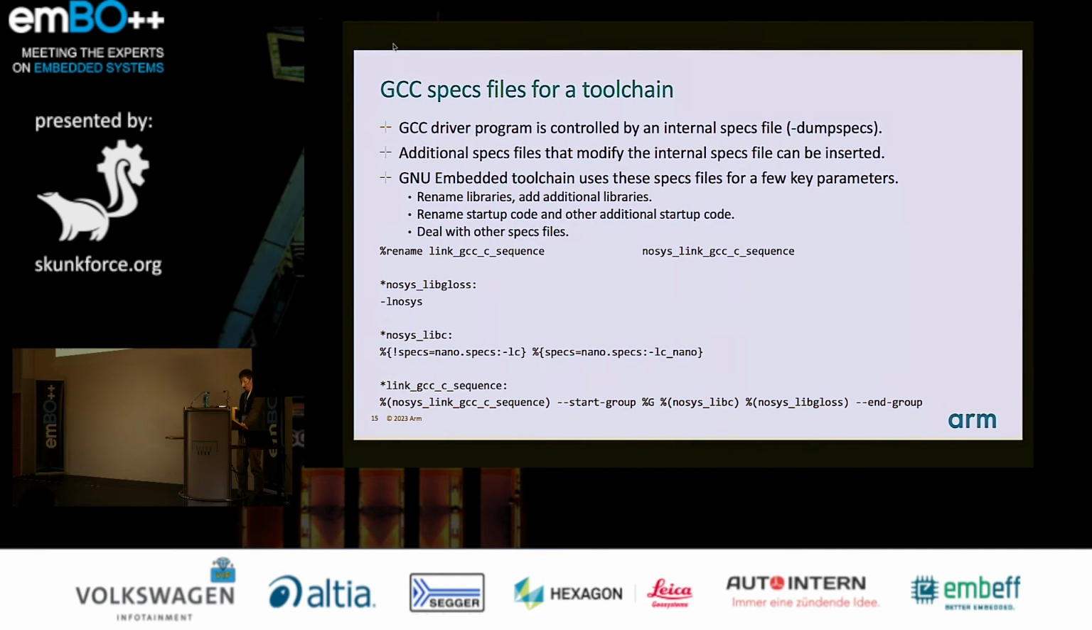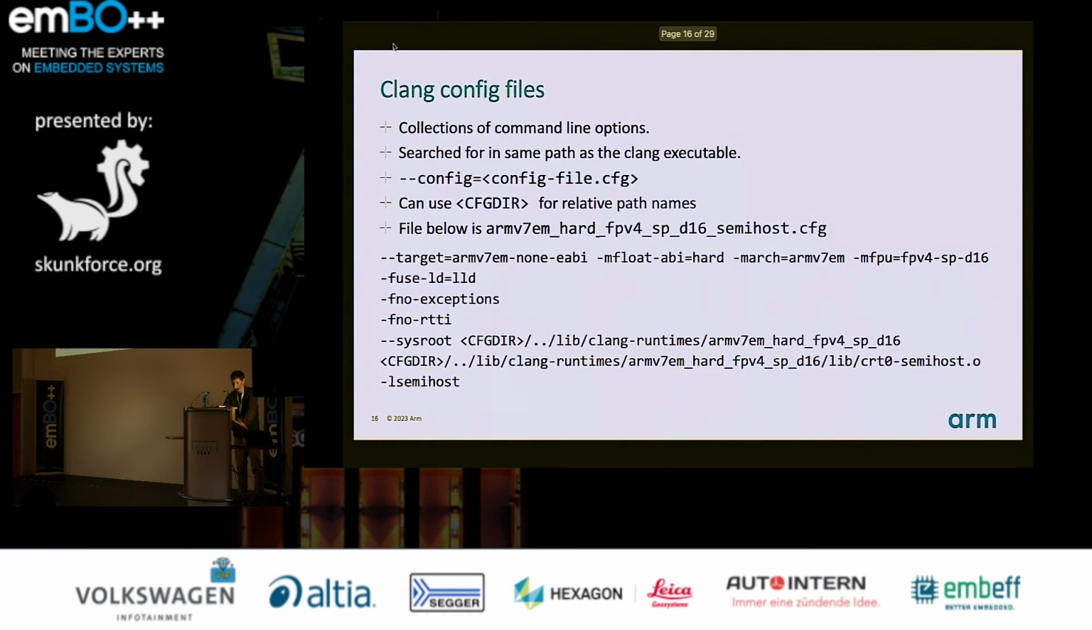Specs files, again, I'm just going to go through this really quickly because it's not particularly interesting unless you're really into toolchains. Specs is kind of like an internal language for GCC configuration, and you can override it with specs files. That's one of the ways that the GNU ARM embedded toolchain chooses between newlib and newlib nano: it renames the library from -lc to -lc_nano. In theory, you could do that with multilib, but then you'd need to invent more command line options to be able to do that.